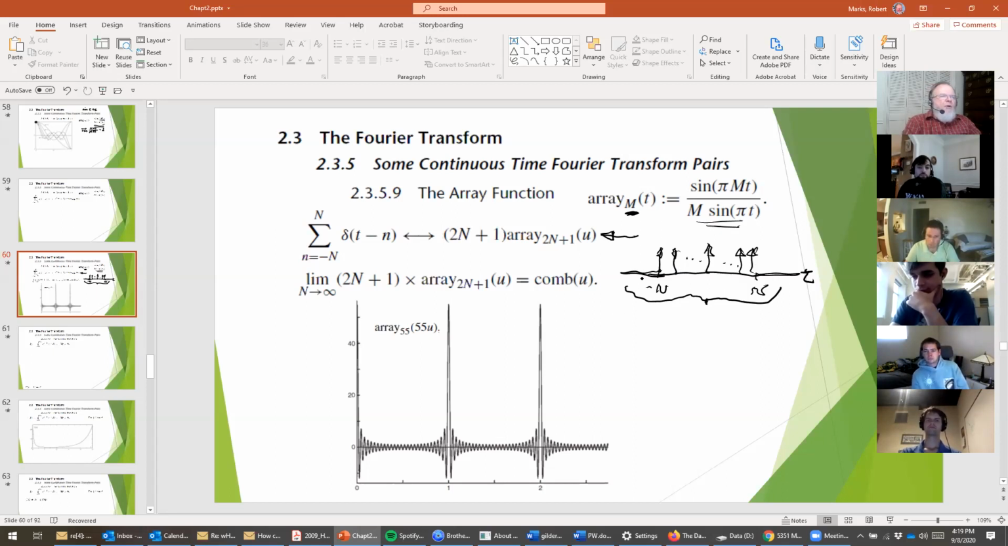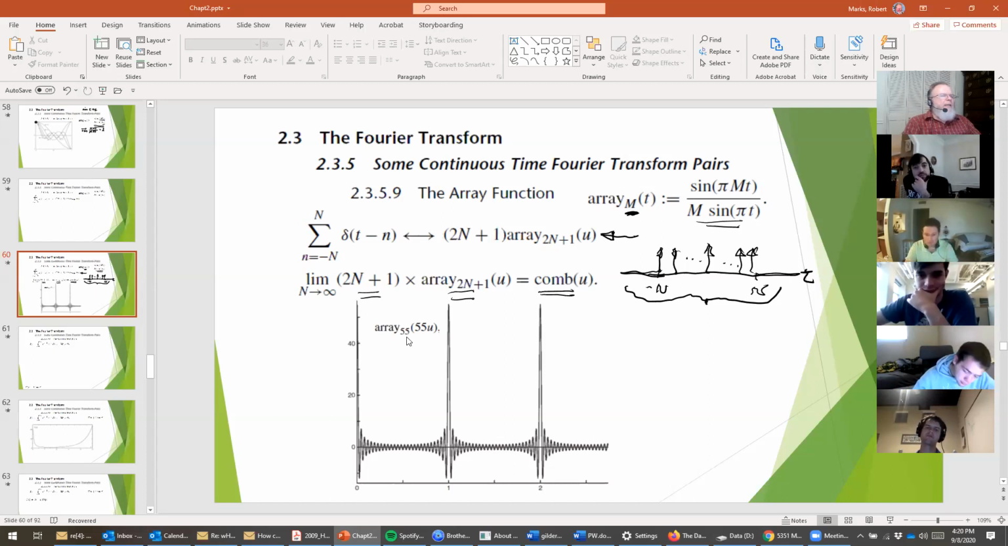The other thing that you'll notice is that if n goes to infinity, what do we have? We have a Dirac comb function, don't we? As n goes to infinity, we have a comb function. So we would expect that the array function, as n went to infinity, would be equal to the comb function, right? And yes, if we set n equal to 55 here, actually 2n plus 1 is 55.